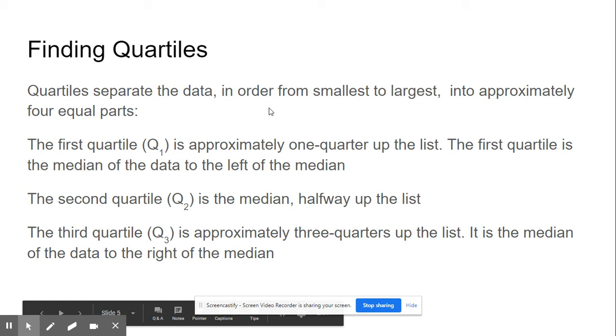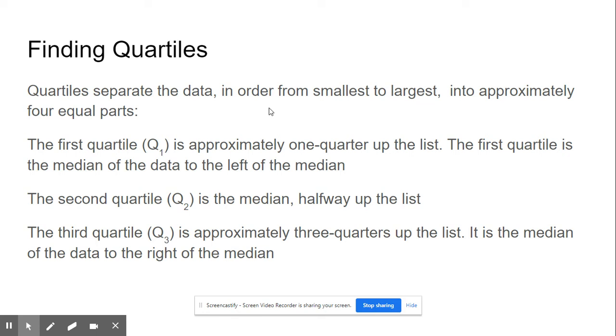To find the quartiles, as we mentioned, you first order the data from smallest to largest. The first quartile is approximately 1/4 up the list. It's the median of the data to the left of the median. The second quartile is the median itself, halfway up the data list. And the third quartile is approximately 3/4 up the list. It's the median of the data to the right of the median.